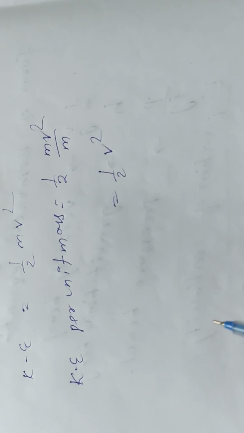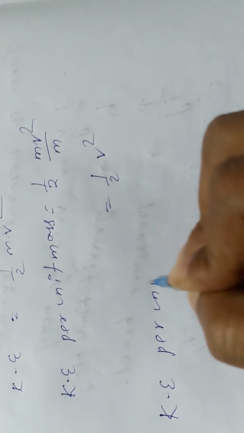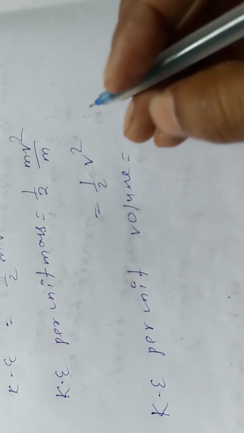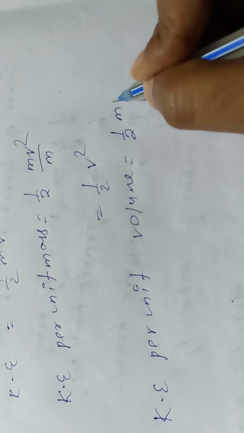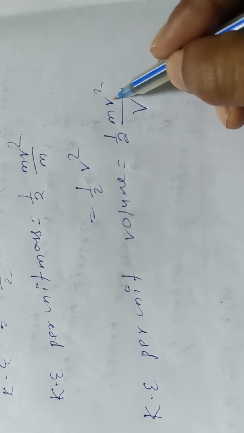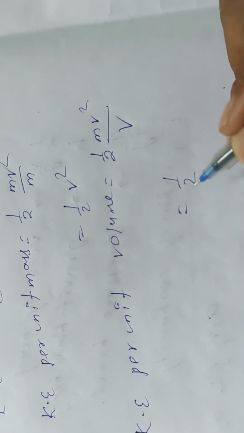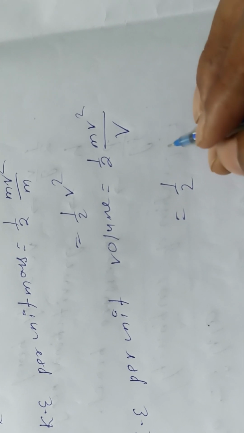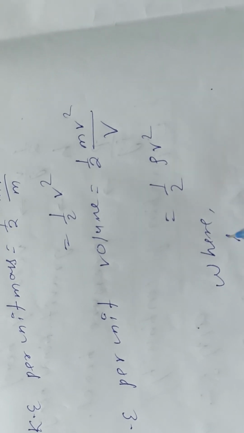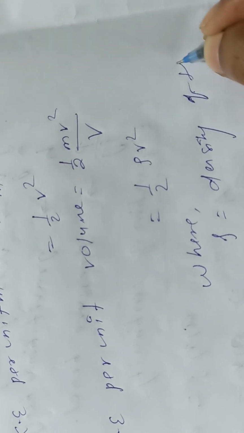Now kinetic energy per unit volume equals half m v square by V. Here the small v is velocity and the capital V is volume, so we can write half. We know that mass by volume is density, so it is half rho v square, where rho is the density of the liquid.